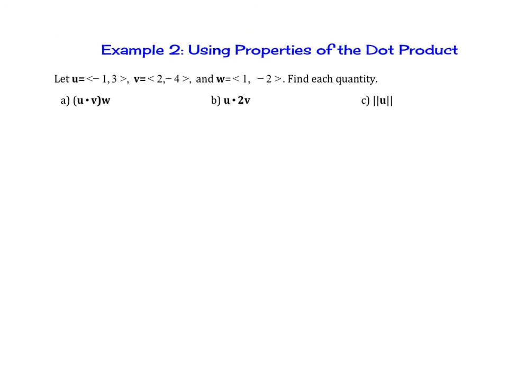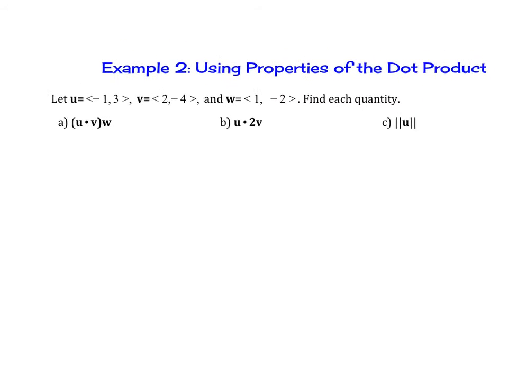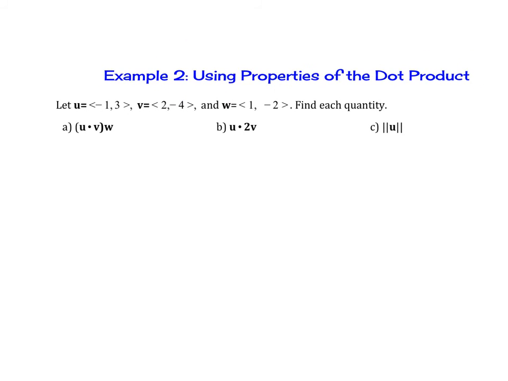Example 2, we're using properties of the dot product. Let u be negative 1, 3, v be 2, negative 4, and w be 1, negative 2. We're to find each quantity. One thing you could do is figure out what u times v is right away, but let's do it all together. So u times v, we'll multiply this, and then multiply the w at the end. So we have negative 1, 3, that's our u, times the v, which is 2, negative 4, and at the end we'll multiply the w.